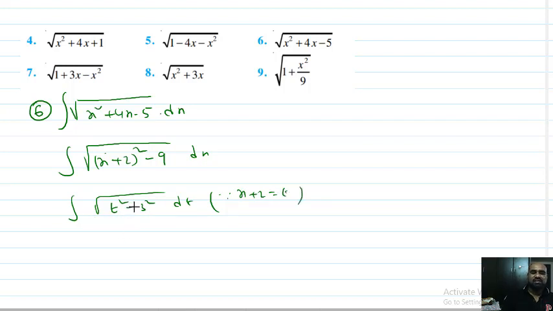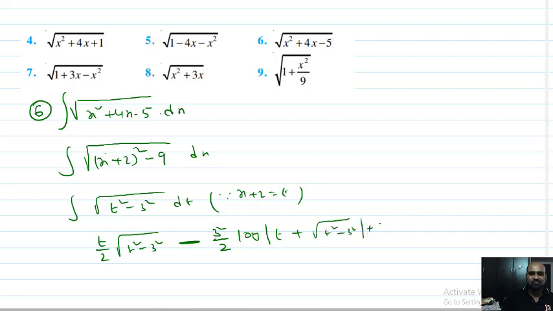Okay, so I want to write the formula: t by 2 into root over t square minus a square, minus a square by 2. A square by 2 means 3 square by 2. A means 3, no? 3 square by 2 into logarithm of t plus root over t square minus a square, that is 3 square, plus c. Now, I want to substitute the value of t here, x plus 2.